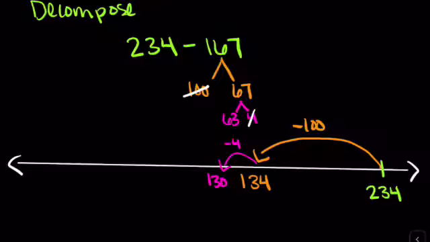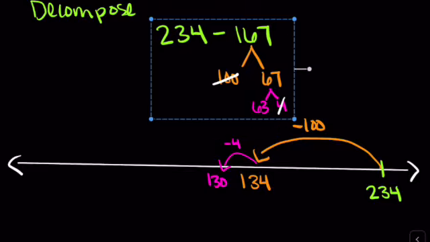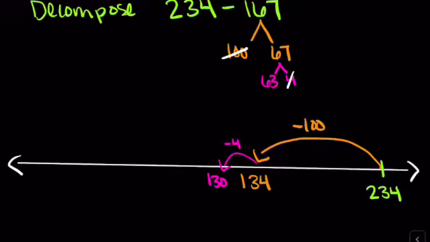Well, 63 is a little tricky. Let me move this up a tad so I can keep working. 63 is a little tricky. I'm currently at 130, and I want to get to 100 because I think that would be easier. So now I'm going to break up my 63 into 30, and then whatever's left over from that. So 63 minus 30 is going to be 33.